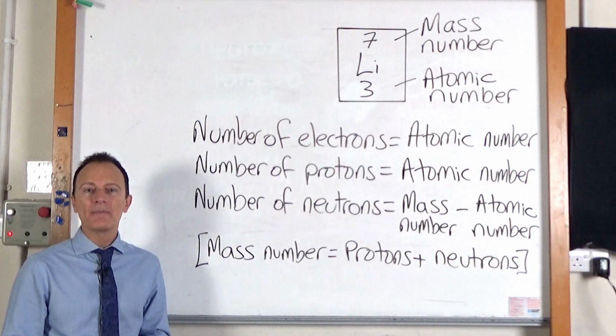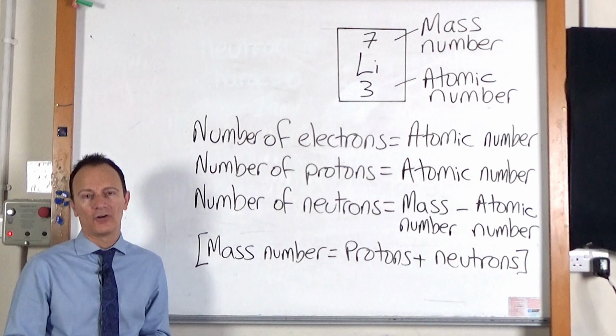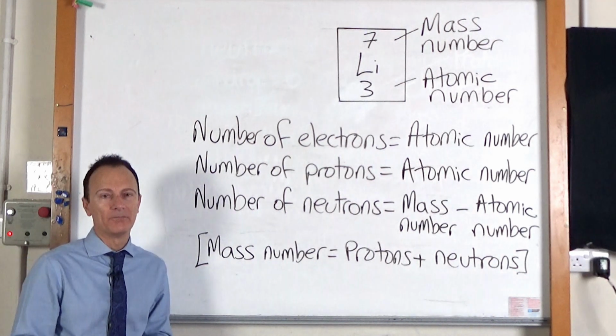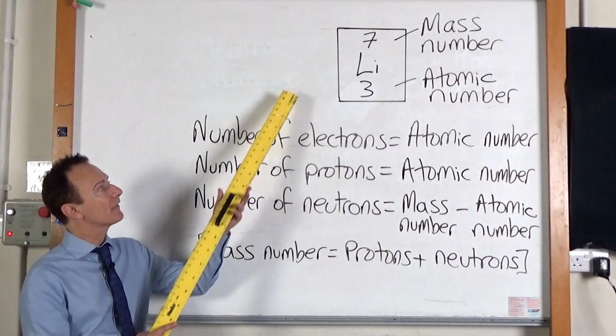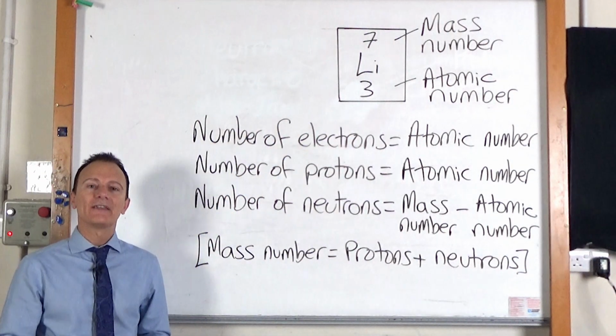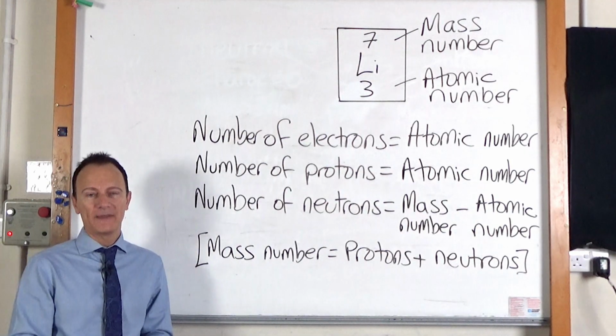On the last diagram, how did I know how many neutrons, protons and electrons to draw? Well, I worked it out using information from the periodic table. So in the case of lithium, it has two numbers, 7 and 3. The bigger number, 7, is known as the mass number, whereas the smaller number is known as the atomic number.